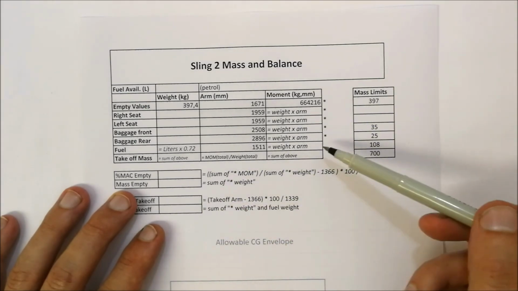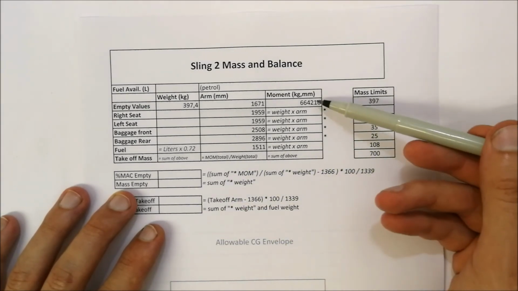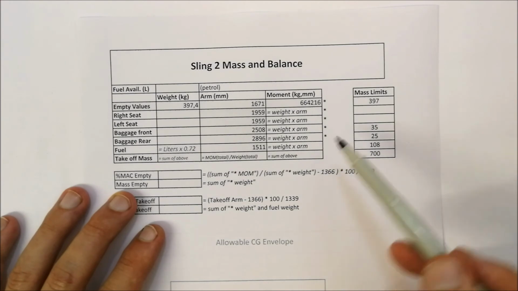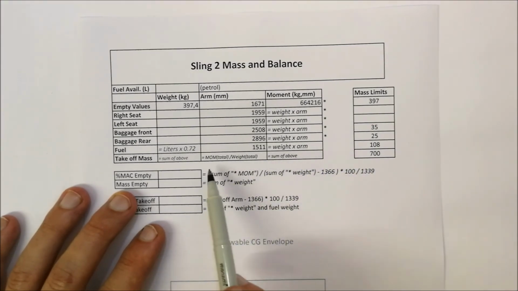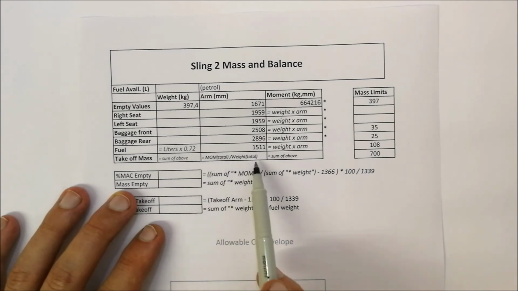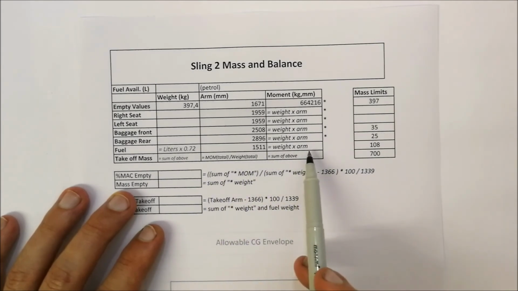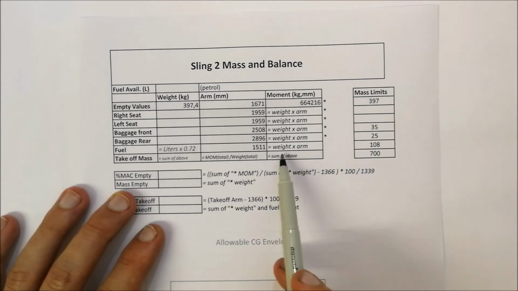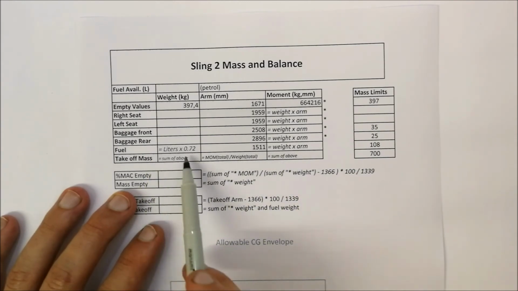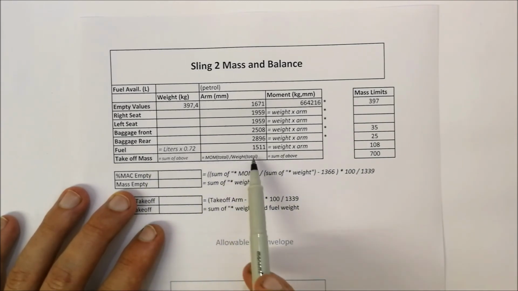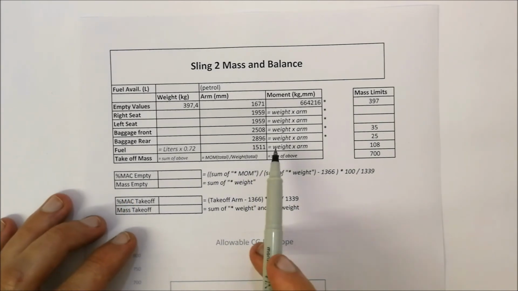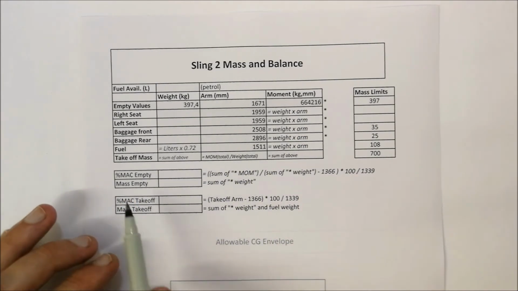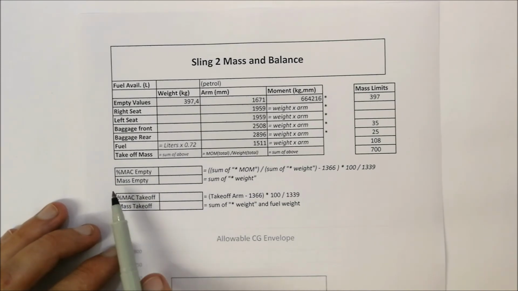Finally, once you've done it for all of them, you're able to add all these moments together to get the sum of the moments over there. And then the arm can be calculated by taking this moment value and dividing it by the total mass to get your total arm length over there. Okay, so then there's your percentage MAC empty that has to be calculated.